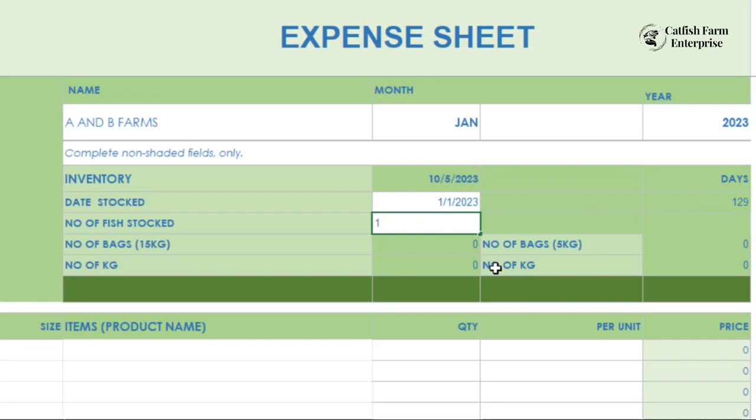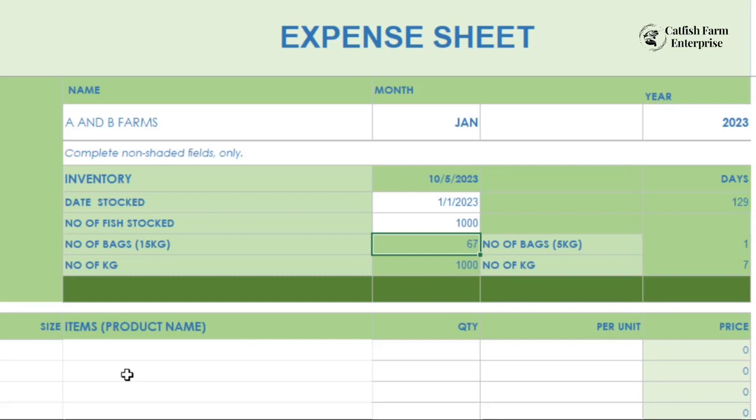Now, let's say you have 1,000 fishes that were stocked. It tells you that you need 67 bags of the 15 kg, and 1 bag of the 5 kg. It also gives you the number of kg that you'll be needing to raise those fishes. So that gives you a clue. If you have 10,000, 20,000, or 100,000, it gives you the normal clue.